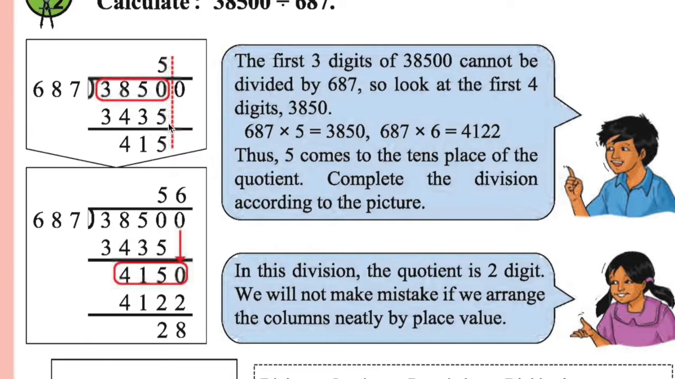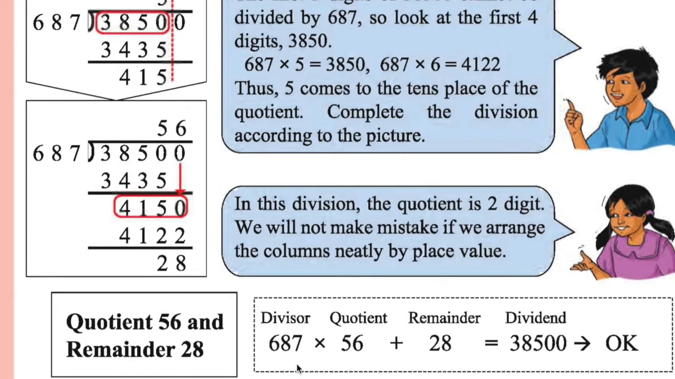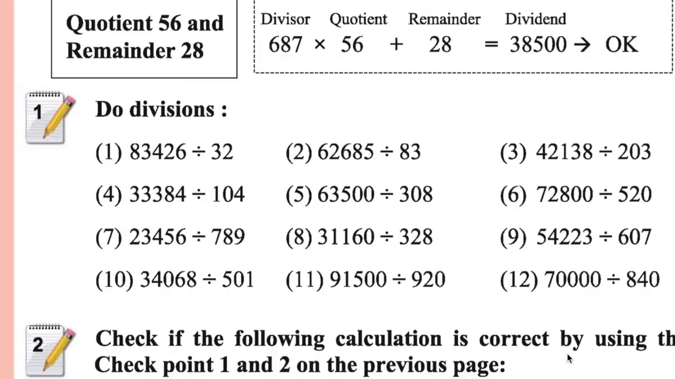This is 3435. This minus this gives you 415. This 0 will jump down. Now 6 will fit in 4122 and the remainder is 28. Again you can check: divisor 687 into quotient 56 plus remainder 28 equals your dividend, 38,500.